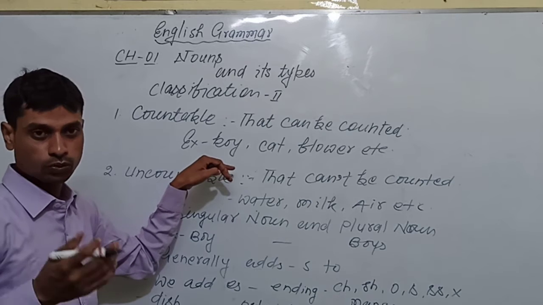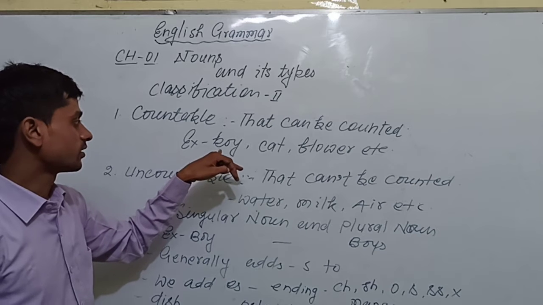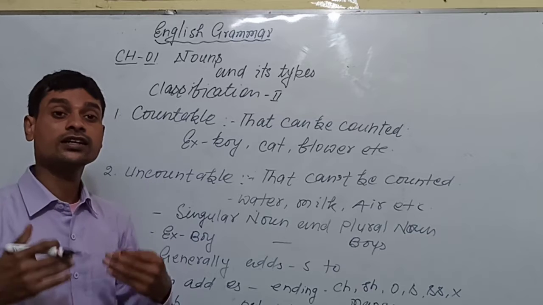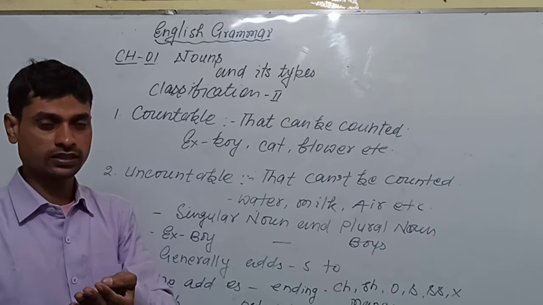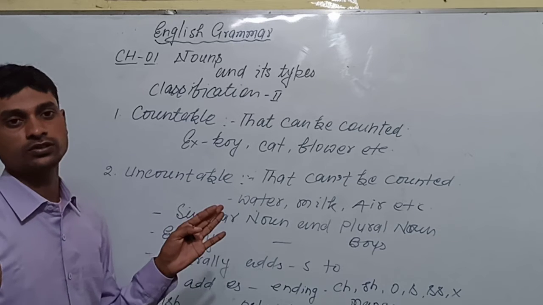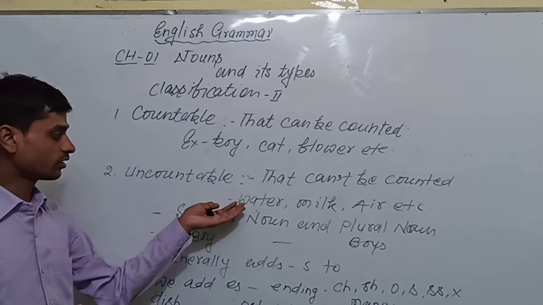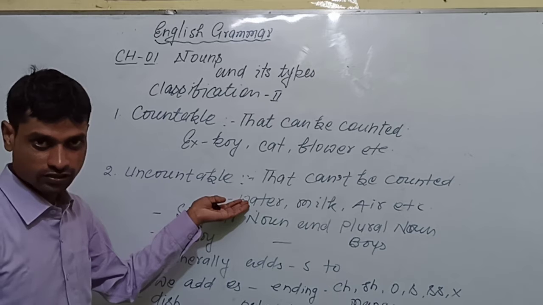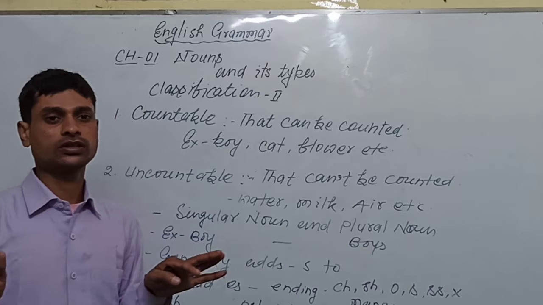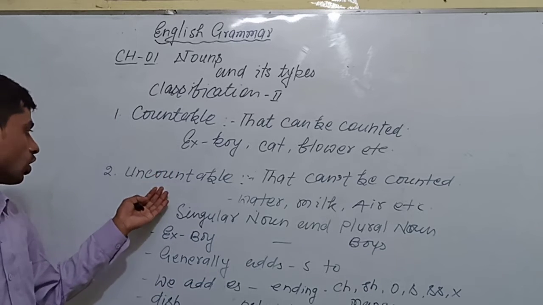Countable noun can be singular or plural both. Singular भी हो सकता है, plural भी हो सकता है. जैसे a boy, a cat, a flower, etc. या इसको हम boys भी कर सकते हैं, but we can count. गिन सकते हैं how many boys are there. वहाँ कितने लड़के हैं. Uncountable यानी that cannot be counted, जिसे हम नहीं गिन सकते हैं. That is called uncountable. For example, water. क्या water को काउंट कर सकते हैं? No. Milk, air, etc. That cannot be counted. That is called uncountable. So it is very simple to know about countable and uncountable.